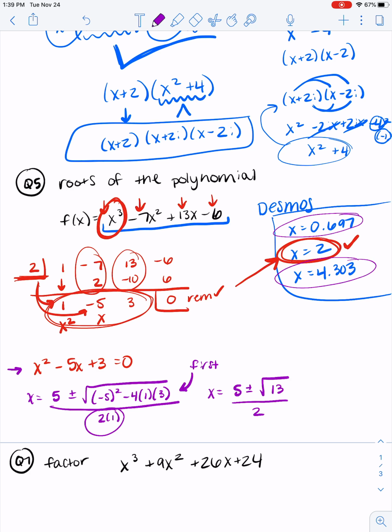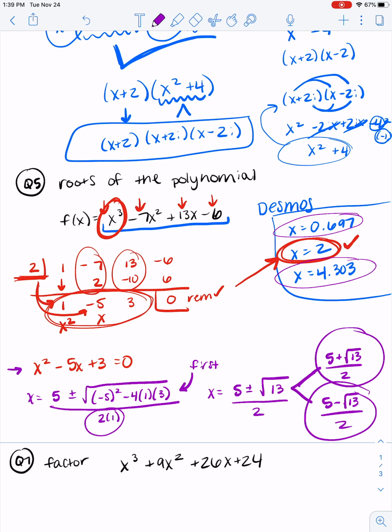And then those are technically my two solutions. Since I don't know the square root of 13, I'm going to leave it. So it's 5 plus the square root of 13 all over 2, and 5 minus the square root of 13 all over 2. If you were to actually solve that out, you're going to get right here, that decimal, and this decimal, okay? And that's it.